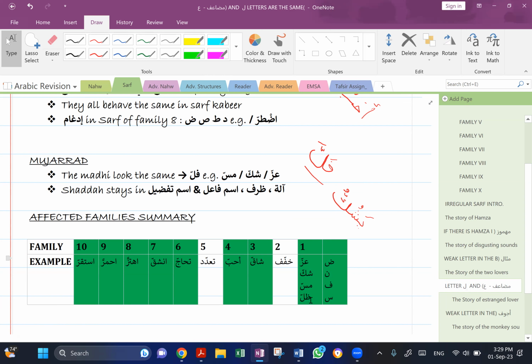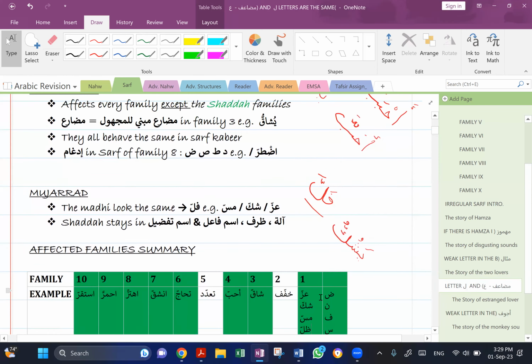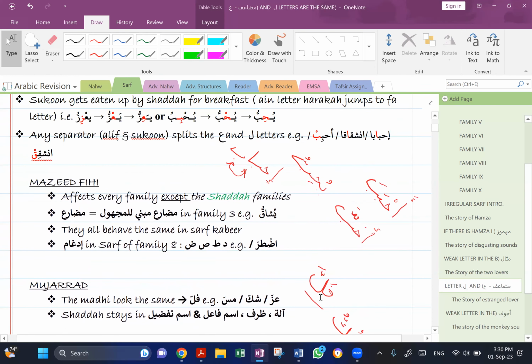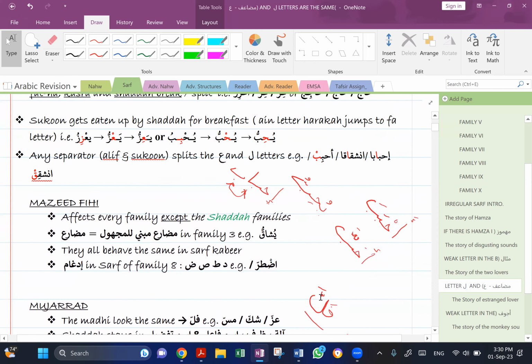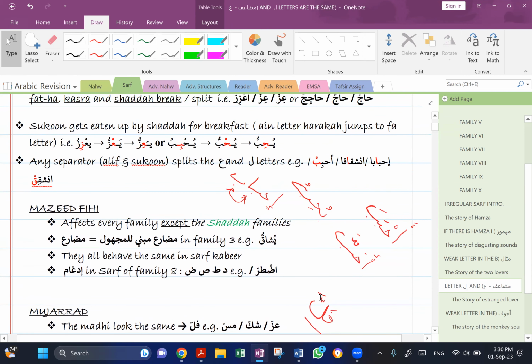When you get into the details of Sarf Kabir, you see the kasra coming back in sami'a, yasma'u. And that's when you know the difference. But otherwise, it pretty much sounds the same, like massa, yamassu, and dhalla, yadhallu. It looks pretty much the same, although they're different families. Okay, is that clear? Yes, thank you. All right, alhamdulillah.